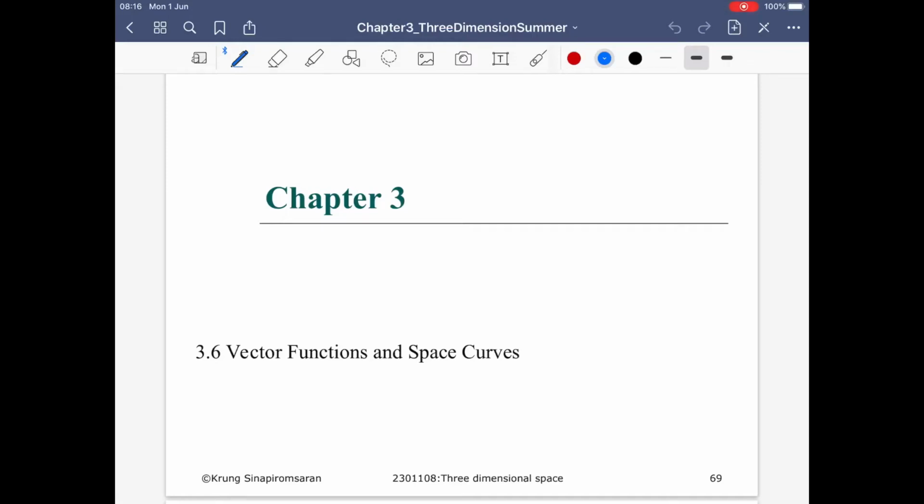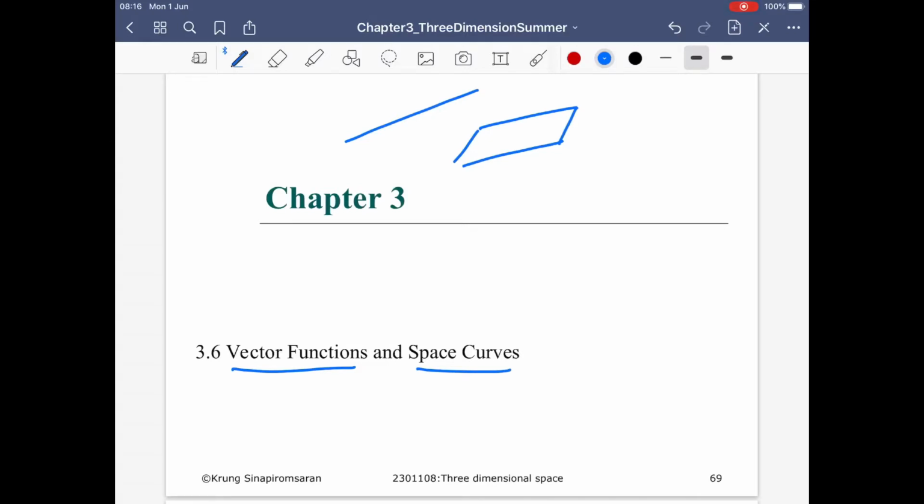Hello everybody, this is clip video number 8 of our chapter 3, but this one is a new concept of this chapter 3. It is called vector functions and space curves. Previously, what we did was the equation of the line and the equation of the plane, which are three-dimensional objects living in three-dimensional space.